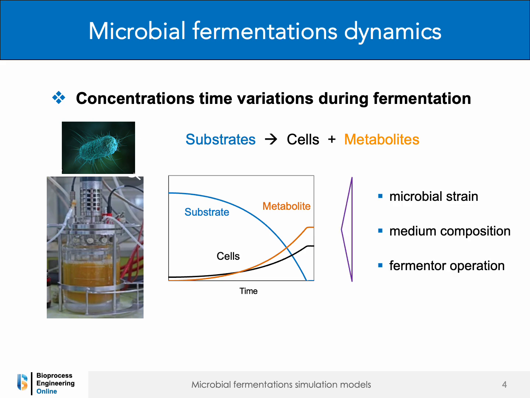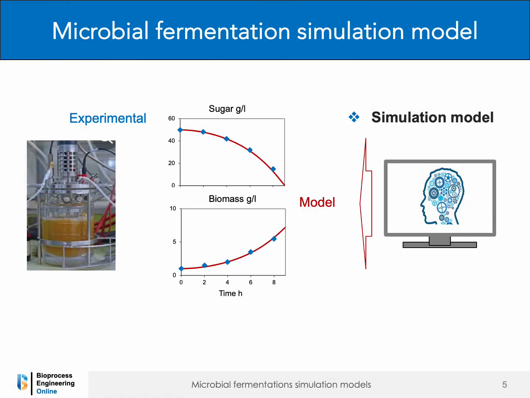These fermentation dynamics, the time-dependent variations in substrate, biomass, and product concentrations, are strongly influenced by multiple factors, including the microbial strain, medium composition, and operating conditions within the fermenter. To accelerate process scale-up and optimization while reducing development costs, bioprocess engineers increasingly rely on simulation models. For fermentation processes, these models can predict the dynamic behavior of the system, capturing how a specific microbial transformation responds to the culture medium and fermenter operating conditions.